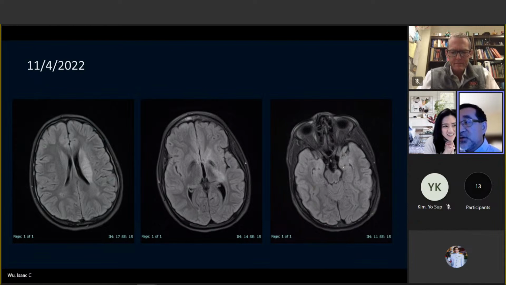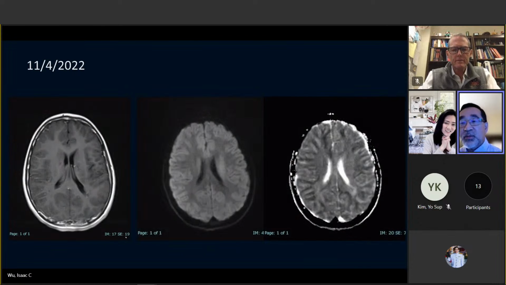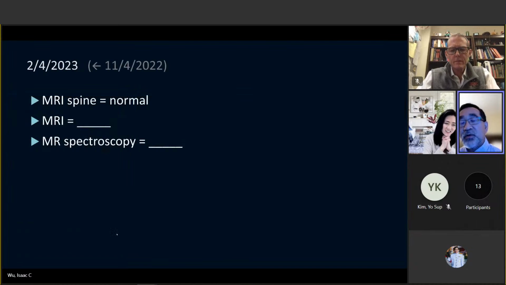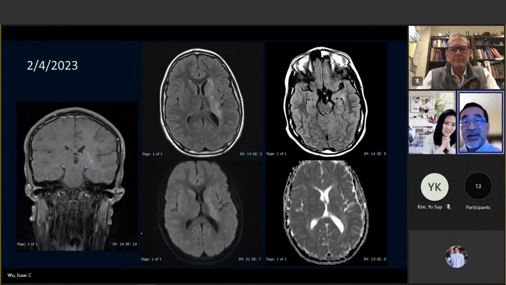Yeah. So even back in 2022, the early imaging, yes, there is a sign of Wallerian degeneration. Perhaps that should be another imaging clue for not an acute demyelinating process.